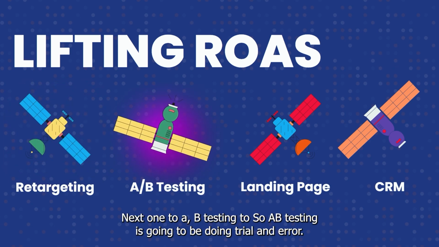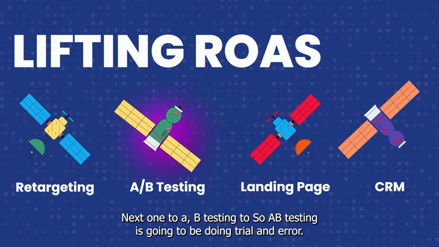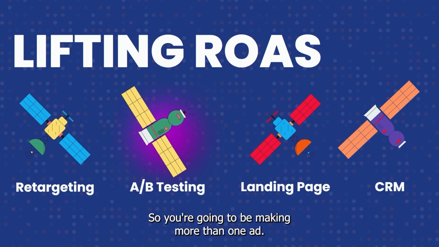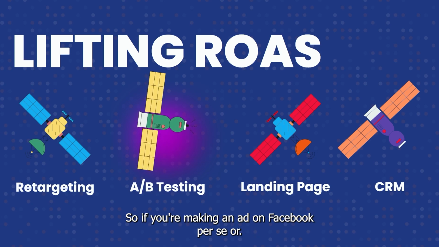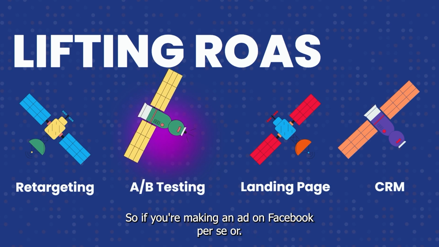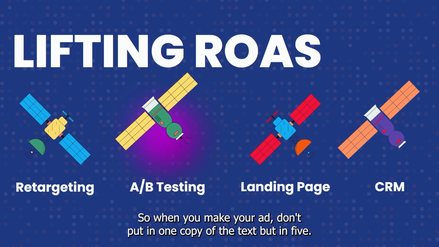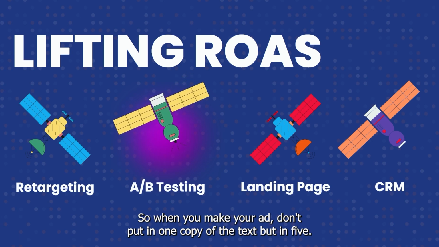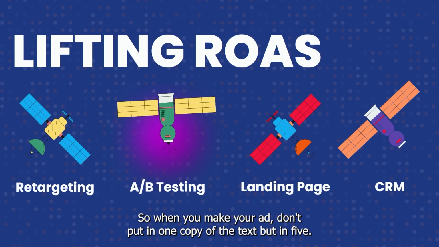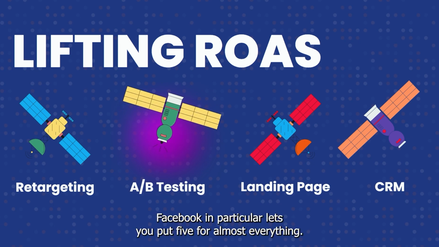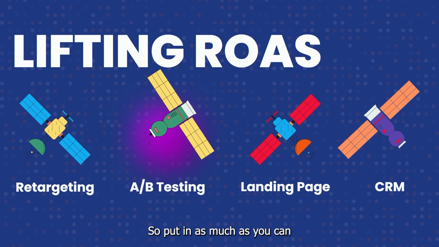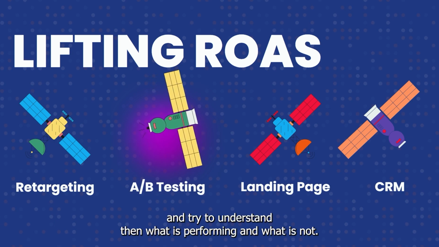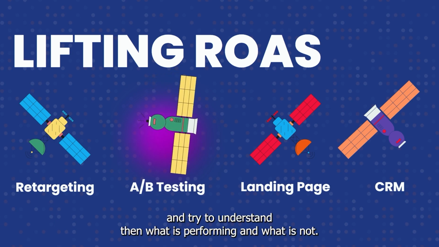Next one up, A/B testing. A/B testing is going to be doing trial and error. So you're going to be making more than one ad. If you're making an ad on Facebook or Meta, when you make your ad, don't put in one copy of the text, put in 5. Facebook in particular lets you put 5 for almost everything. Google ads even let you put even more. So put in as much as you can and try to understand what is performing and what is not.